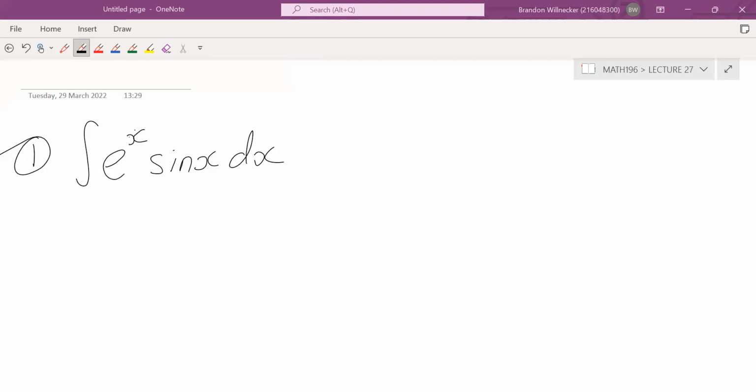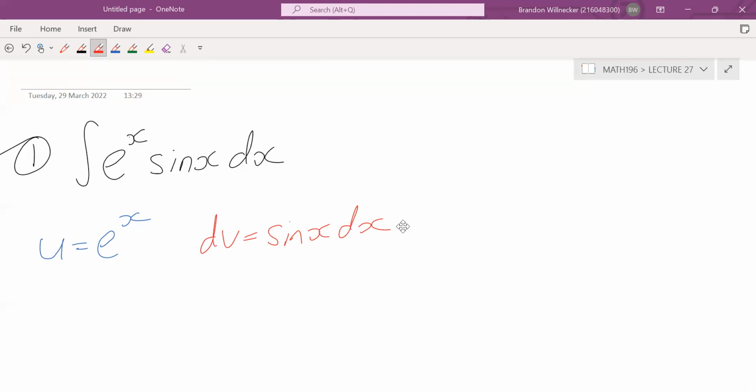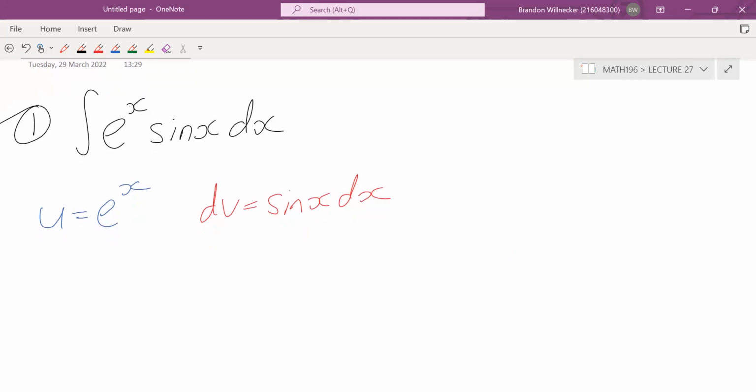Now, trying to decide between e to the x and sine of x, you'll see that we can actually do it both ways. E to the x is easy to differentiate and integrate. Sine of x is also easy to differentiate and integrate. So it actually doesn't matter which one we pick. Let's just say u is equal to e to the x and dv is equal to sine x dx. You can swap them around and you will get exactly the same answer. So maybe you want to try that as an extra homework thing: try to do it with these swapped, and see if you get the same result.